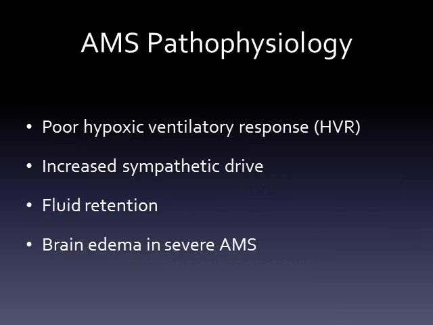Let's talk a bit about AMS pathophysiology. As I mentioned before, failure to acclimatize leads to AMS. So someone who is genetically predisposed to have poorer hypoxic ventilatory response, or HVR, will take longer to acclimatize and is at risk of developing AMS. You also develop increased sympathetic drive, fluid retention, and eventually brain edema and severe AMS. This will transition to high altitude cerebral edema that we will discuss in part 2 of this presentation.